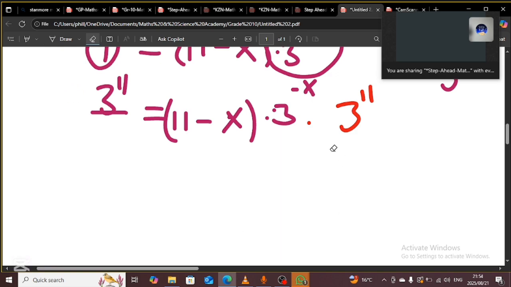So now we'll apply the law of indices. Remember, when you are multiplying with the same base, we add the exponents, right? Yes. So we'll write it as this one. It's going to be 11 minus x. Are you still there? And then open bracket 11 minus x.